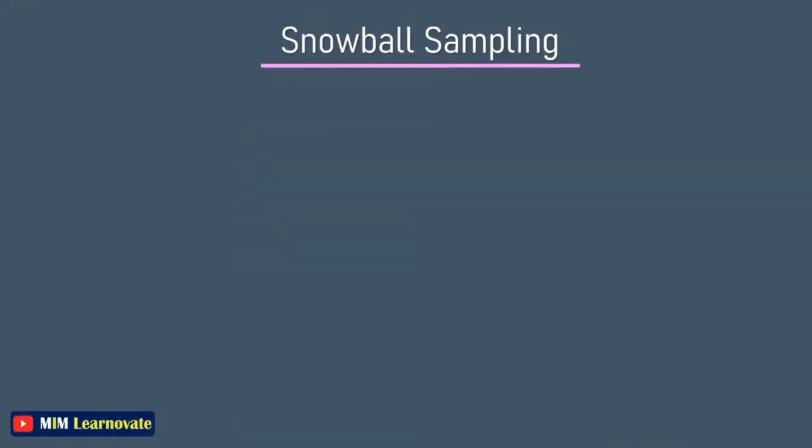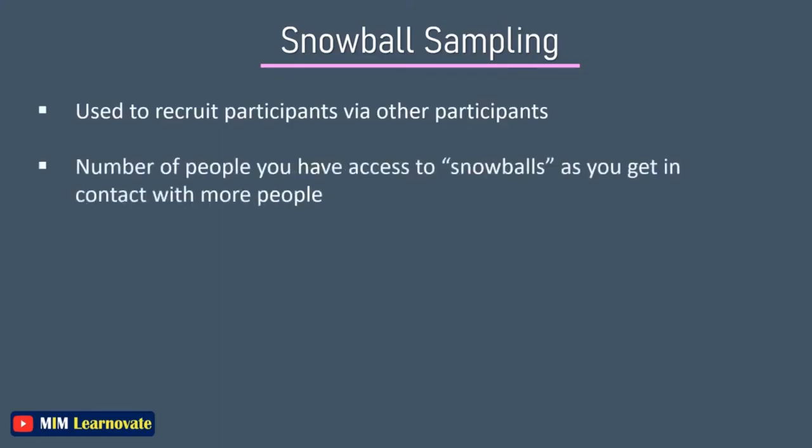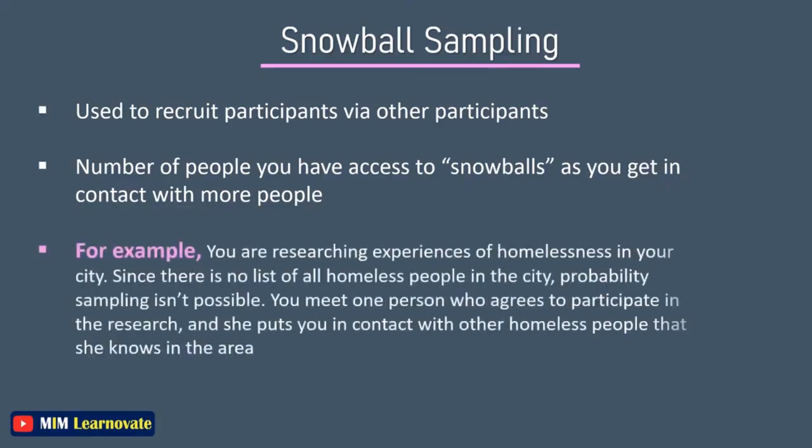Snowball sampling. If the population is hard to access, snowball sampling can be used to recruit participants via other participants. The number of people you have access to snowballs as you get in contact with more people. For example, you are researching experiences of homelessness in your city. Since there is no list of homeless people in the city, probability sampling isn't possible. You meet one person who agrees to participate in the research and she puts you in contact with other homeless people that she knows in the area.